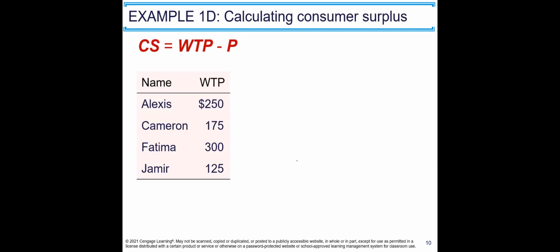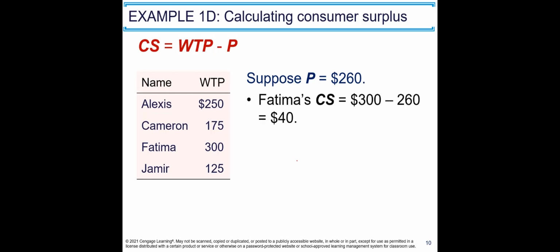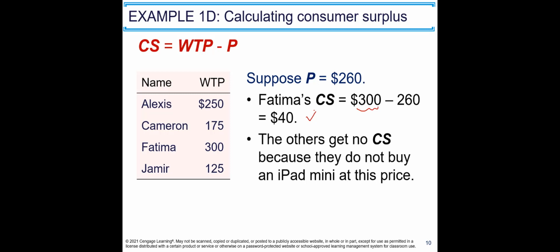So consumer surplus is equal to willingness to pay minus price. Suppose the price is 260. Fatima's consumer surplus is her willingness to pay, 300, minus the price, 260, which is $40. And the others are not going to get any consumer surplus because they do not buy an iPad Mini at this price. So consumer surplus is either 0 or any positive number.